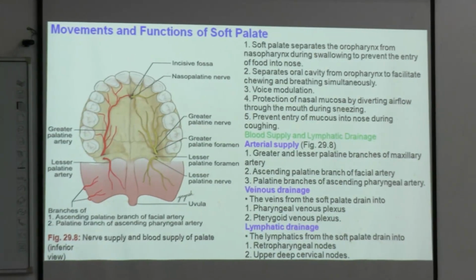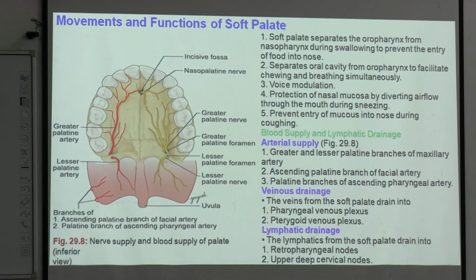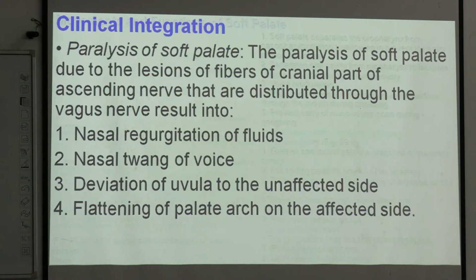The functions of the palate are of course to help in the swallowing reflex, to help in taste sensation, to help in protection by preventing infections from the oral cavity from moving to the nasal cavity, and voice modulation. So these are the functions of the palate that you have to learn about.